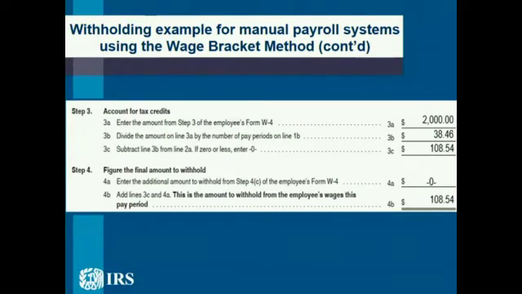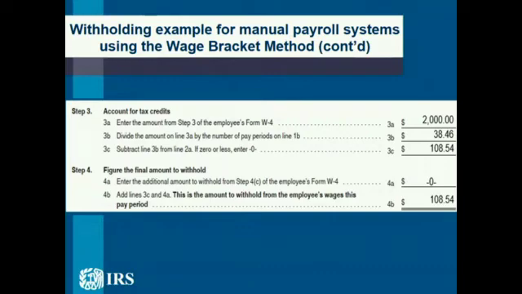Now let's move on to the next step. Step 3, account for tax credits. Since Logan entered a total of $2,000 on step 3 of his W-4, we entered $2,000 on 3A. Remember, Logan was paid on a weekly basis, and in step 1, we determined there were 52 pay periods a year for a weekly payroll period. The credit amount for each pay period is $2,000 divided by 52, which equals $38.46 that we enter on line 3B.